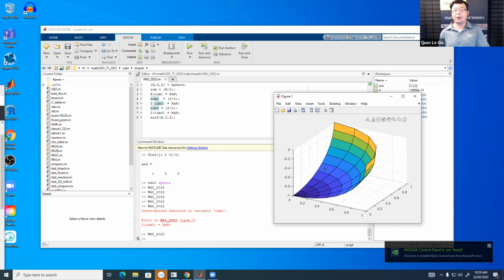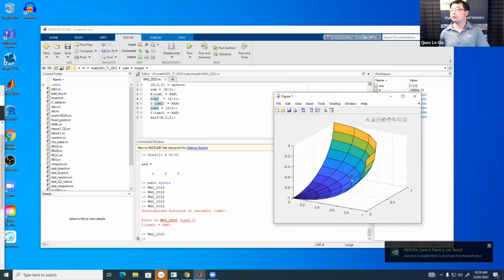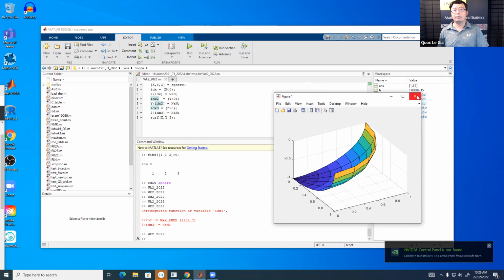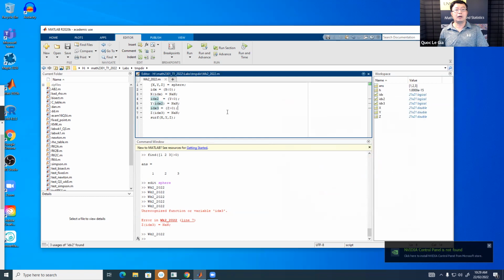Okay, so now the next part. Good question. Is there a way to do the intersection in one line? Yes, I think you can do that. Okay, so now let me try to do another way. Suppose I hide away this part.